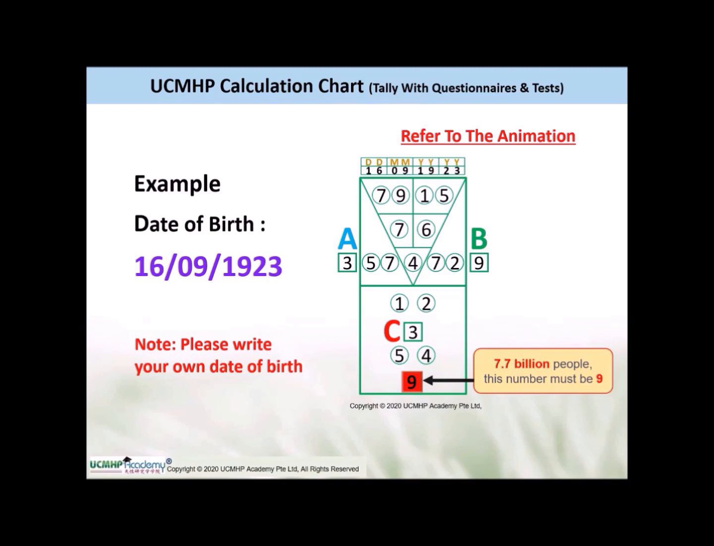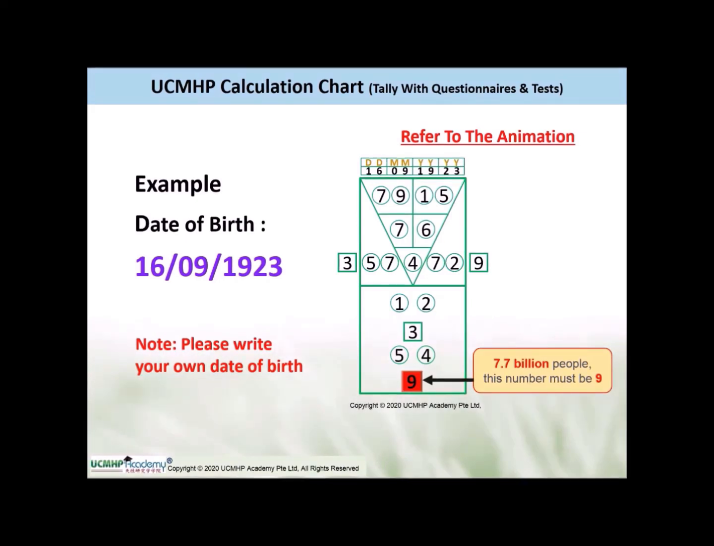So why is it so? Because this is science. If this number here is 1, 2, 3, 4, 5, 6, 7 or 8, you are not a human being. Why? Because every human being, this number here must be a 9. Why 9 again? Because this is science.